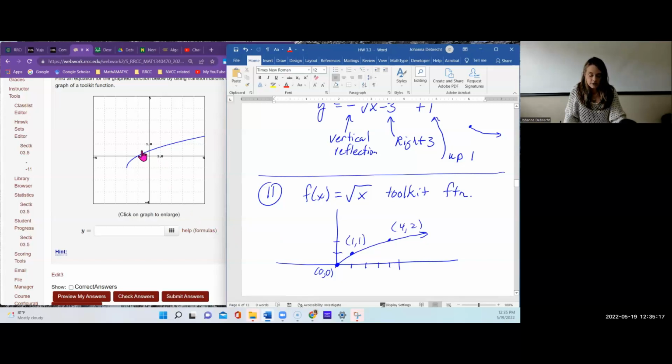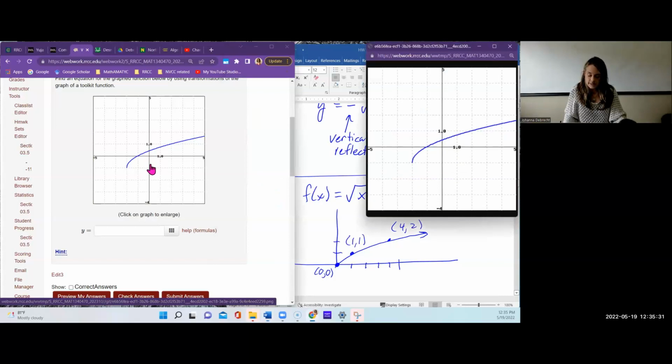Now let's take a look at the graph that we see here in the picture and try to figure out what's happened to it. The first thing that we want to find out is whether or not we have a stretch or a compression. Stretches and compressions take place before the shifts, so we need to know if it's got the same basic relationship between the points as our toolkit or if they've been changed. The basic relationship between the points is from the vertex right 1, up 1, and right 4, up 2.